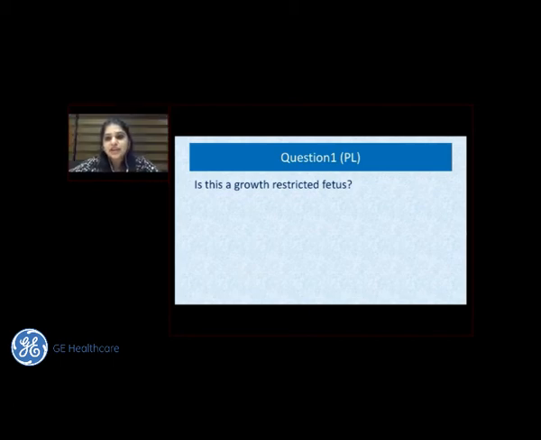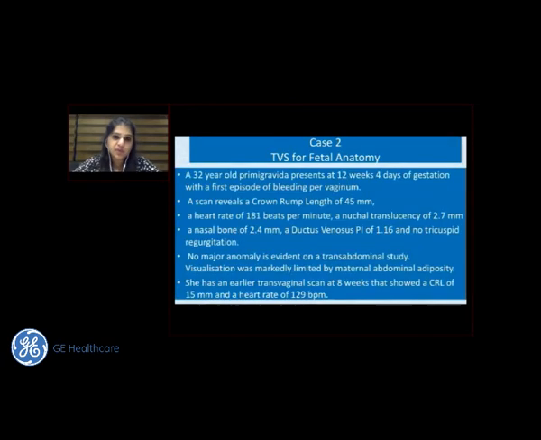Yes, sir. This looks like a growth-restricted fetus, although there are no centiles or arbitrary limits to define growth restriction so early. But I saw that there was a transvaginal scan at 8 weeks, which corresponded very well. So 15 millimeters corresponds to 8 weeks. So there is no dating issue, I'm sure.